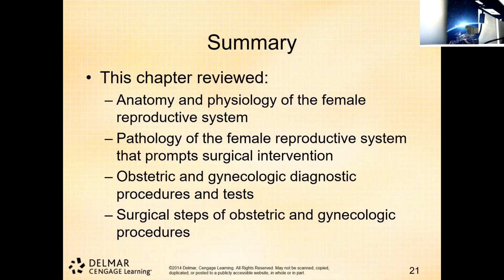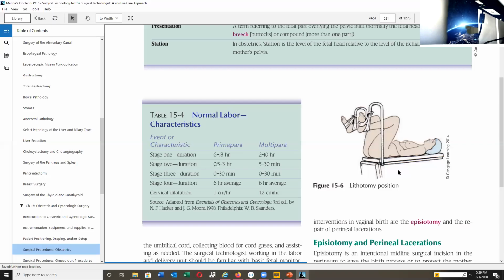I will show you some pictures. This is the lateral position, if I never went over it with you. And right here, this is what I was talking about previously when we started talking about normal labor characteristics and all these things. You have stage 1 duration, normally 6 to 18 hours. This is the time from the onset of labor all the way to the crowning part. So this could go for up to 18 hours.